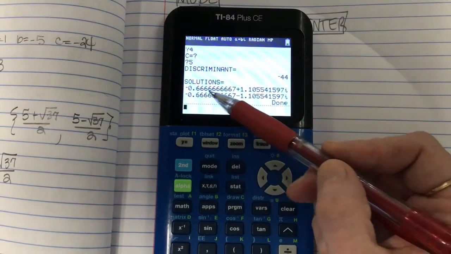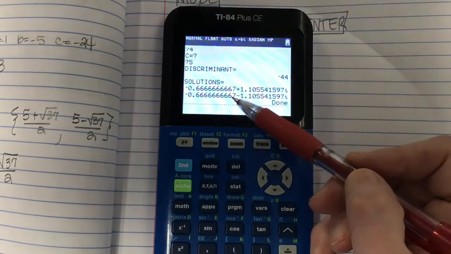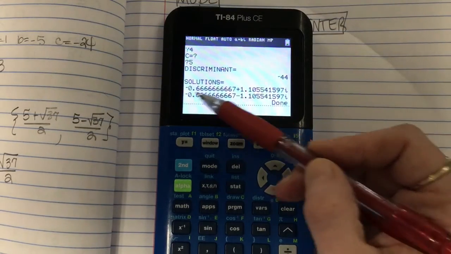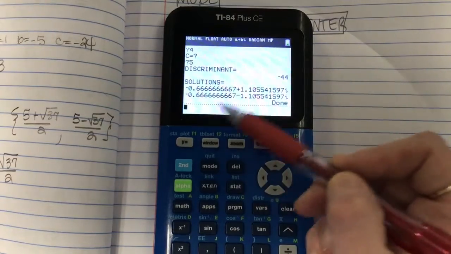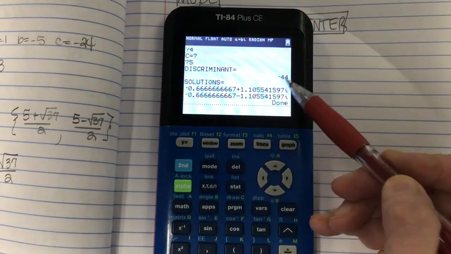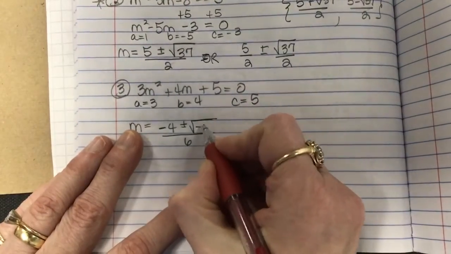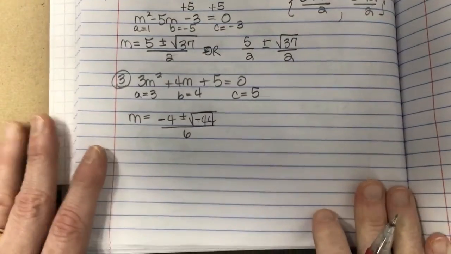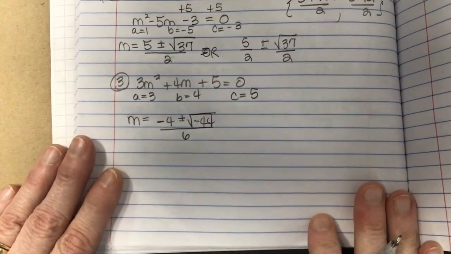Now, if you remember your repeating decimals very well from middle school, that's 2/3. That's negative 2/3 right there. This is an irrational something, and I know that because of this number. So, our discriminant is negative 44. That is the correct answer, but it is absolutely not simplified.